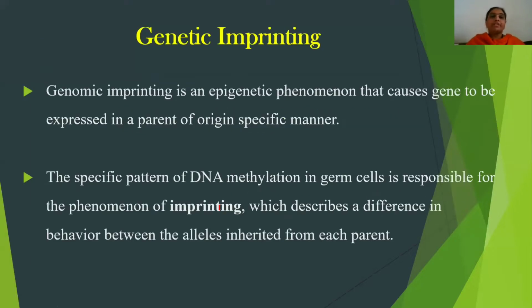Now, what do you mean by genetic imprinting or genomic imprinting? Genomic imprinting is an epigenetic phenomenon that causes genes to be expressed in a parent-of-origin specific manner. Now, what does this mean? What is epigenetic? It is non-Mendelian inheritance, in which there is no change in the sequence of DNA.